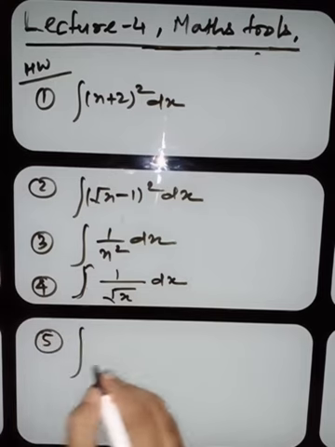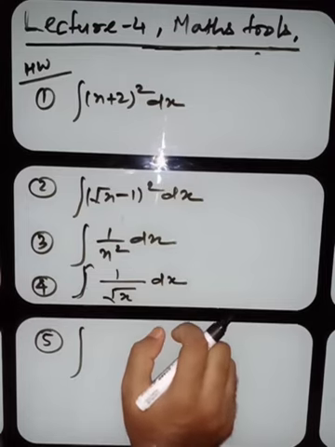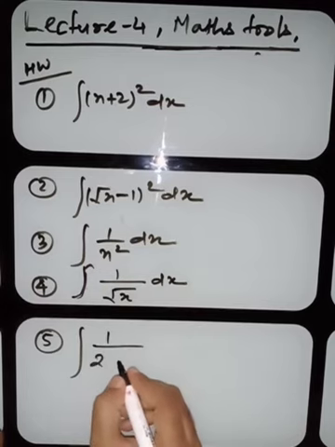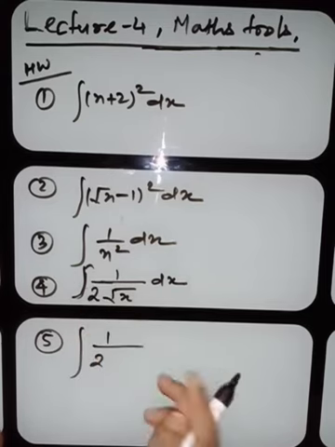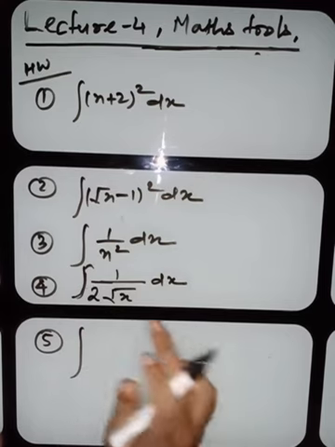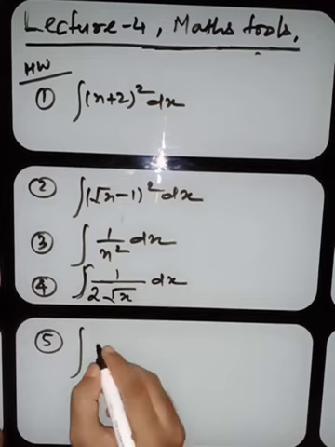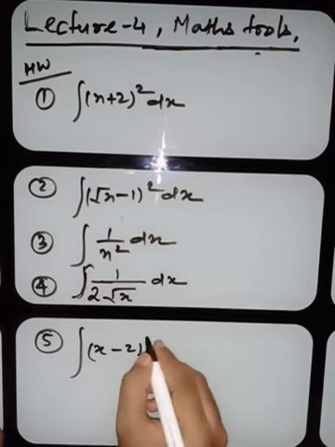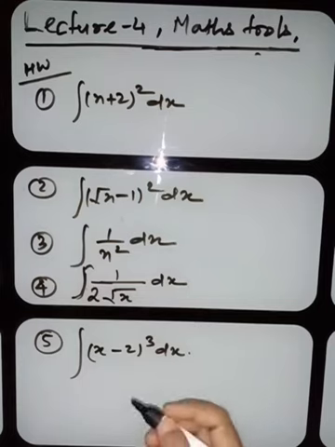And the last one, you know, my dear students, the differentiation of root x is 1 by 2 root x. So directly I'm giving you that answer. You will find this as a question of differentiation. You have to do the integration of 1 by 2 root x. Why should I waste the time? I'll put the 2 here and this question will look like this one. So you have to integrate this one, 1 by 2 root x. Now the last question, my dear students, is x minus 2 whole cube dx. So you have to integrate these 5 questions.